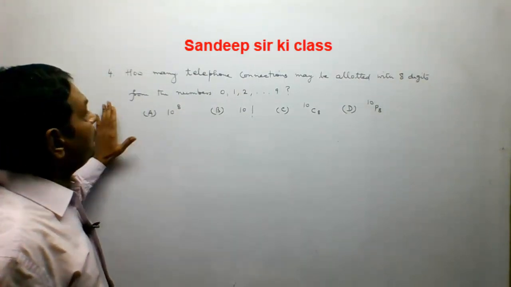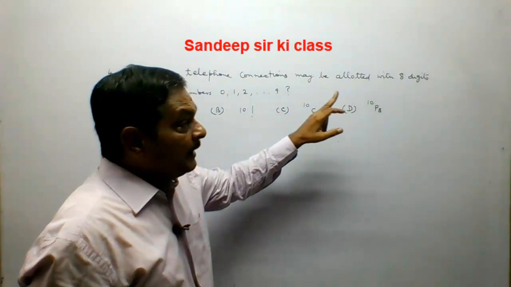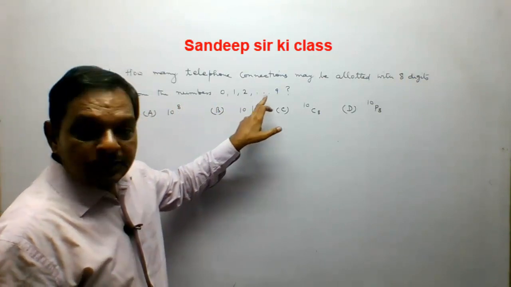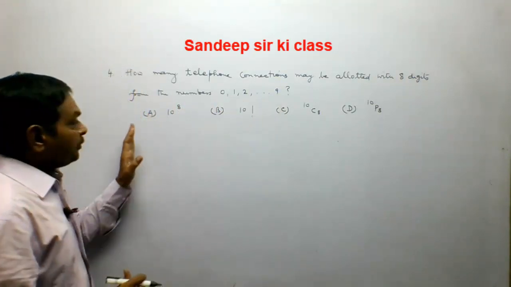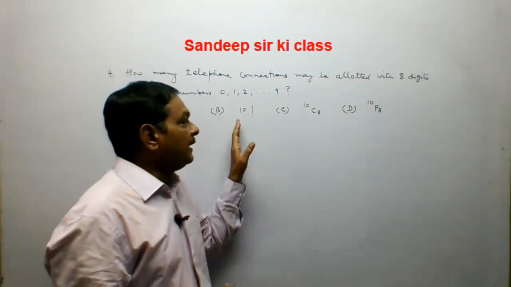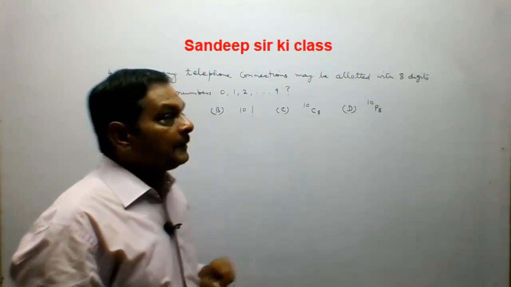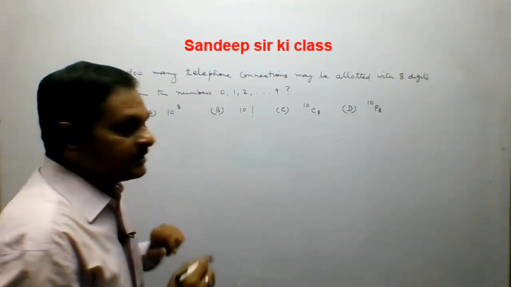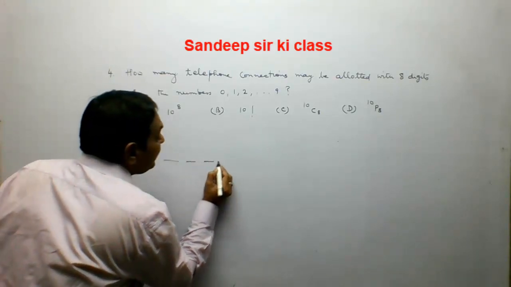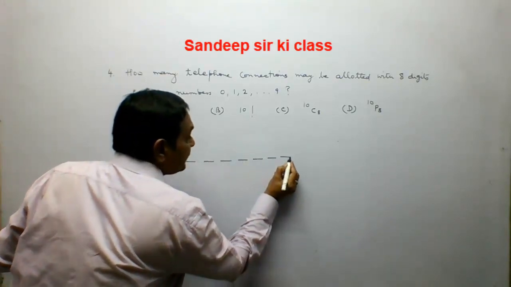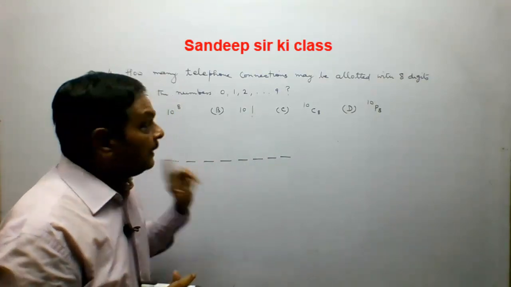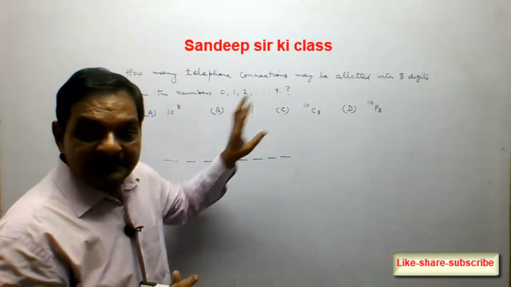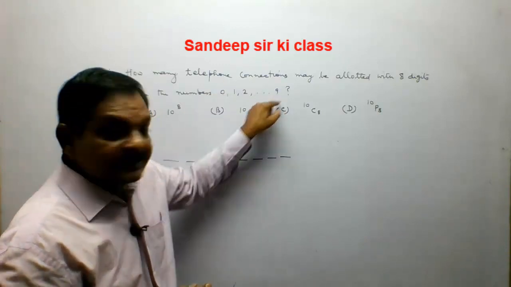Question number 4. How many telephone connections may be allotted with 8 digits from the numbers 0, 1, 2 and so on up to 9? Options are 10 raised to the power 8, factorial 10, 10C8, 10P8. See, we want to know the number of connections of 8 digits. 1, 2, 3, 4, 5, 6, 7, 8. These 8 places are to be filled from the digits 0, 1, 2, 3, 4, 5, 6, 7, 8, 9. These are 10 digits, 10 numbers.